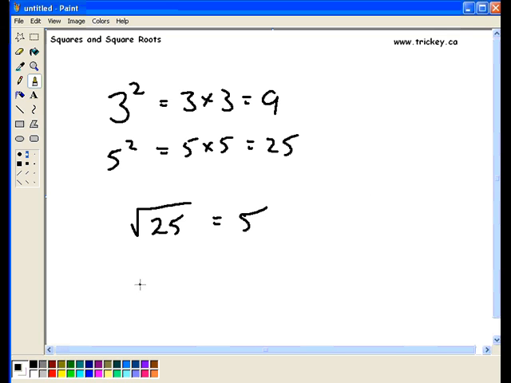Right, another example. Square root of 121. Well, what number times itself twice gets 121? Well, 11 times 11 equals 121. So the square root of 121 is 11. Let's do another one.